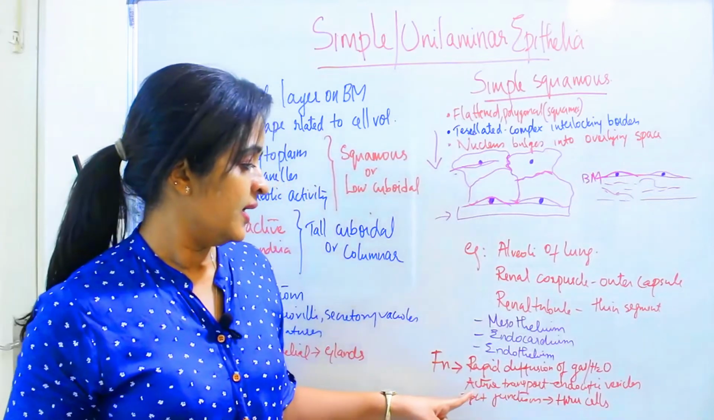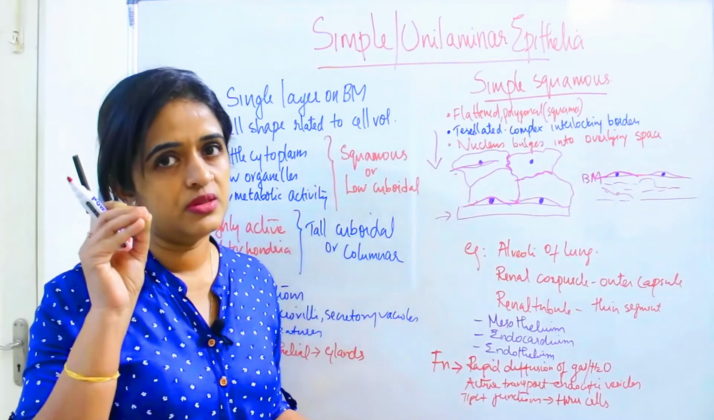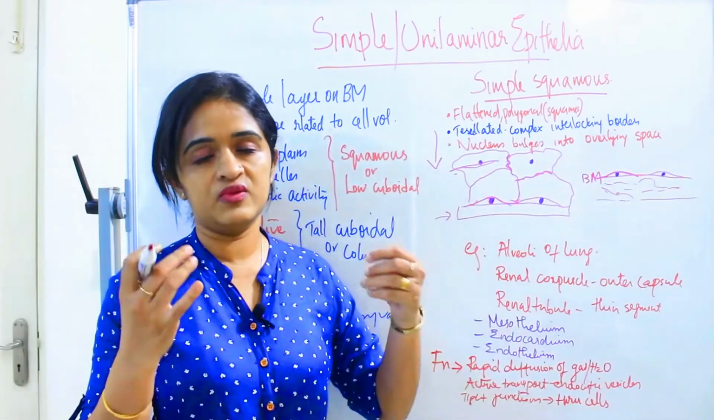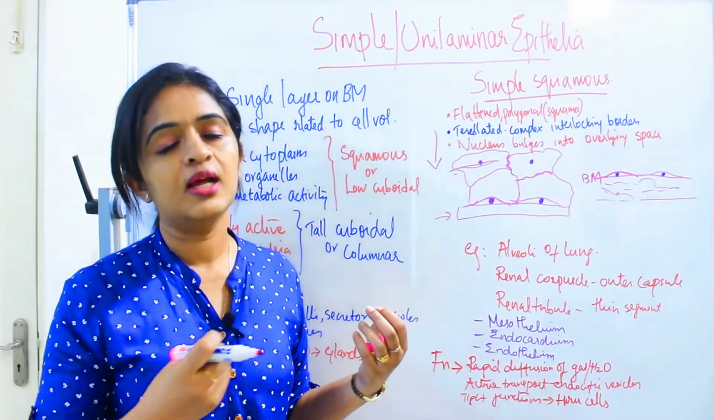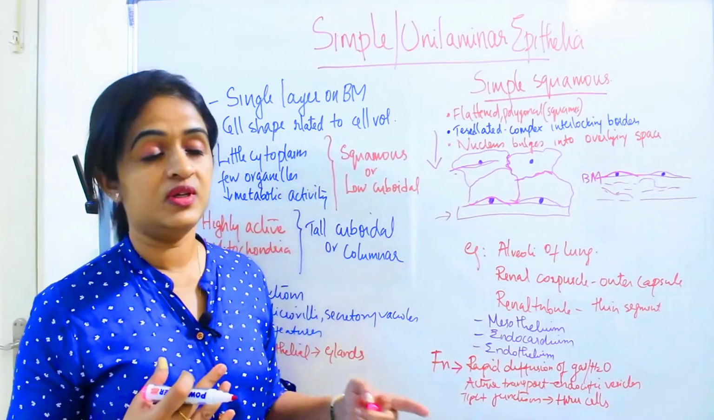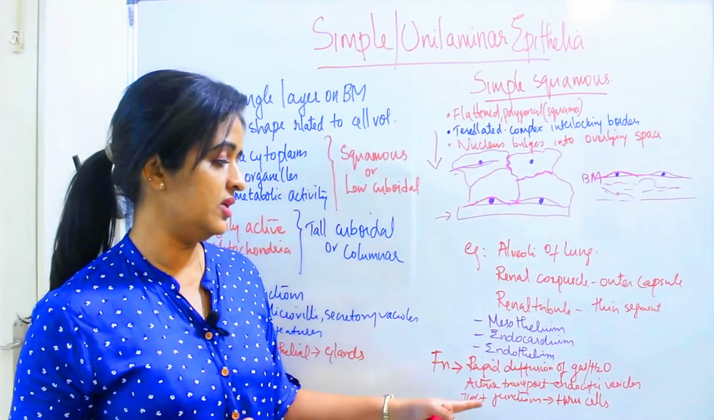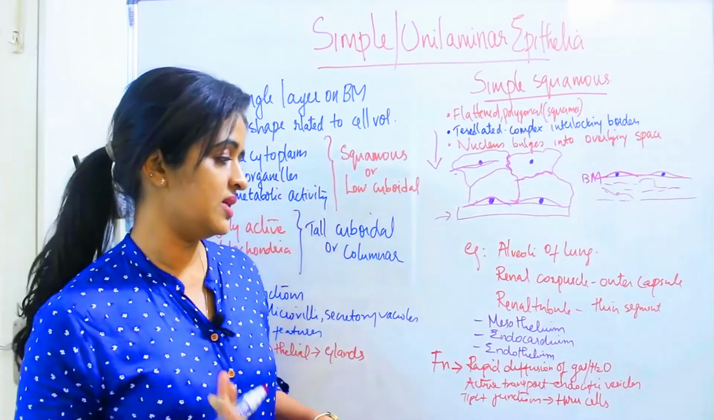Now, it also helps in active transport because of the presence of endocytic vesicles, the vesicles which will actually capture something and pass it on to the cell or the underlying tissue. They are known as cells with endocytic vesicles. So it will help in the active transport.